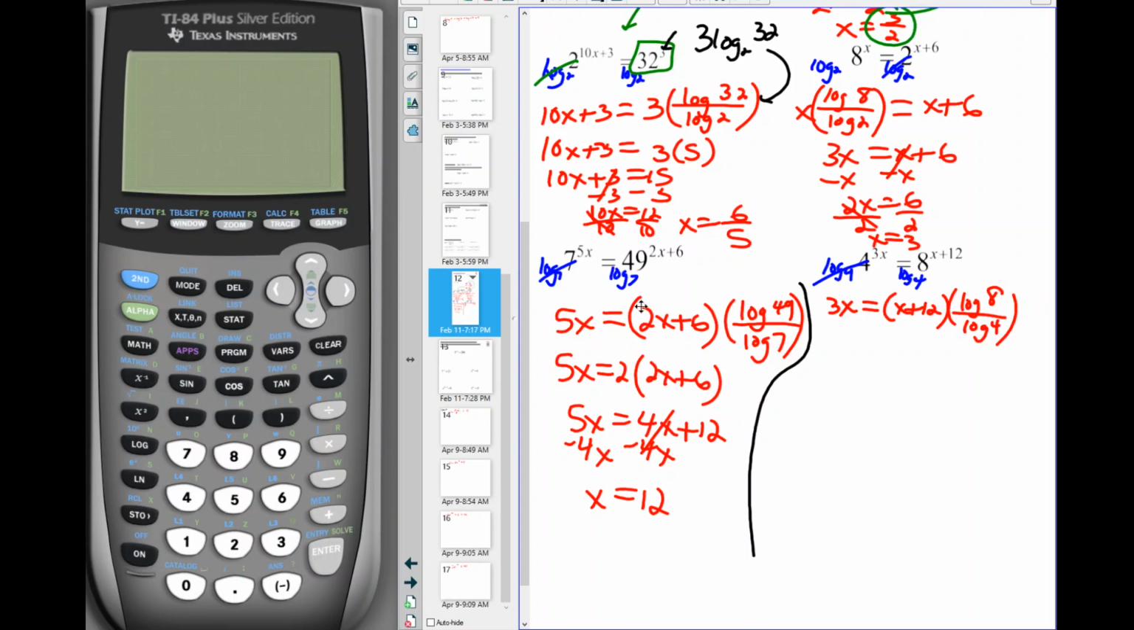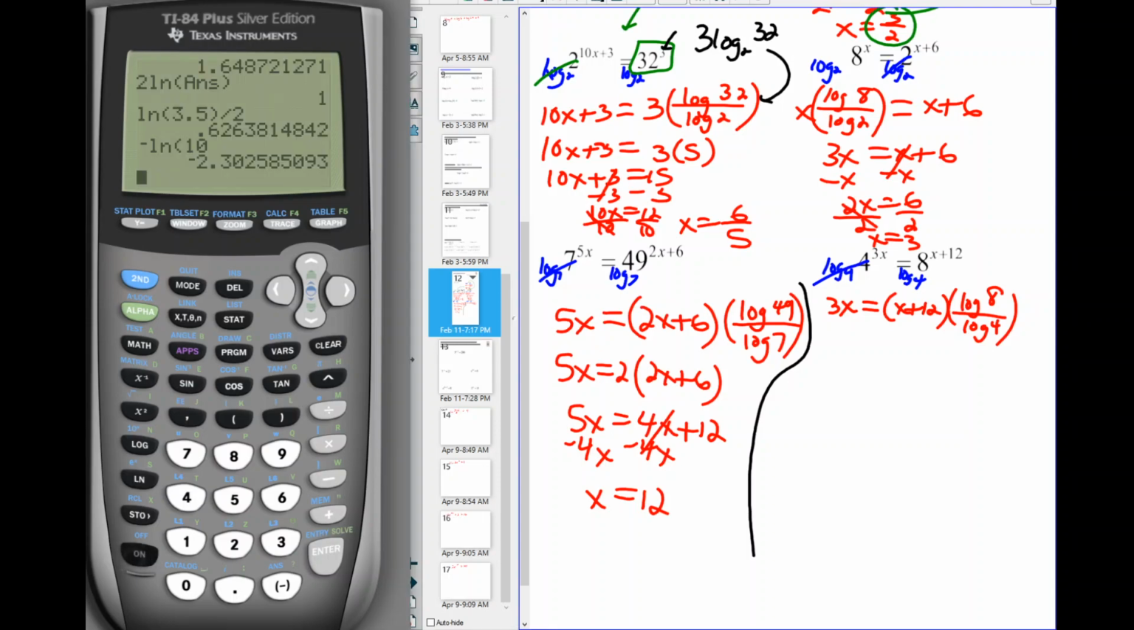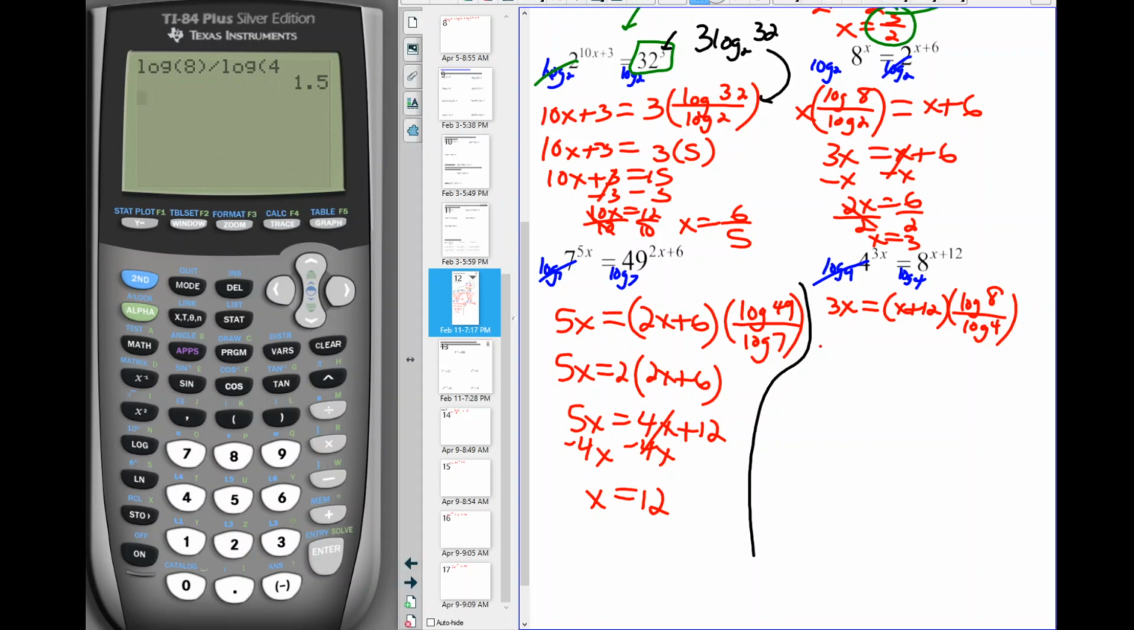This might be the first one that we've done today that you can't do in your head, but luckily we have our trusty calculator handy. So log 8 divided by log 4 tells me 1.5. You may know that 1.5 is 3 over 2. You can use 3 over 2 if you want. I know you like decimals better, so I'll use the 1.5.